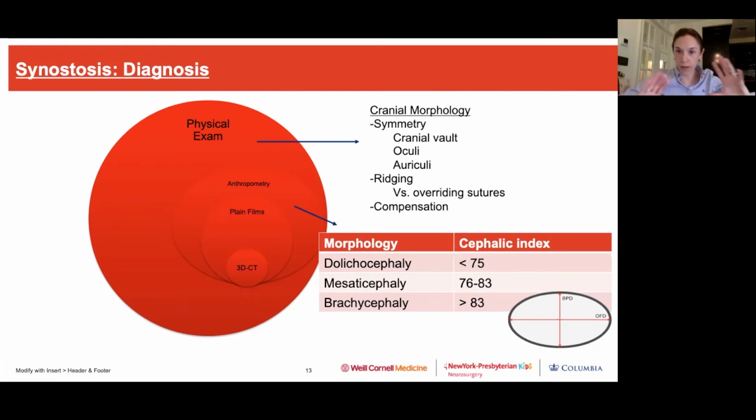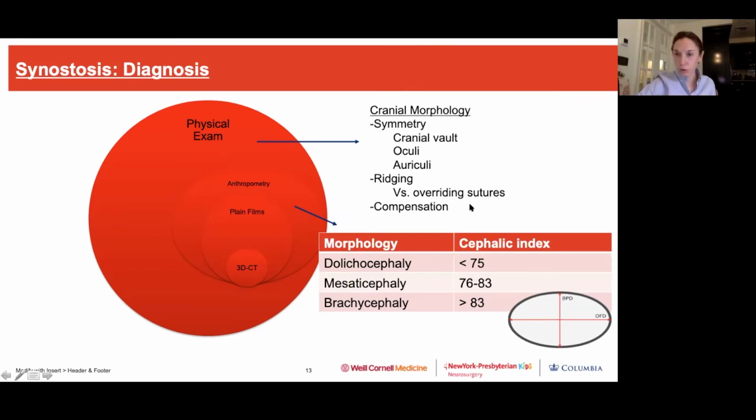You're looking for areas of asymmetry on the vault. You're looking for areas of asymmetry in the orbits. You're looking for areas of asymmetry in the ears. And if you do that the same way every time and you use that algorithm, you will not miss this. So you're looking from the top down, front on, and from the side, and you're going through the rubric I just showed you. Look at the vault, look at the eyes, look at the ears. And if you go through that every time, you will not miss it.